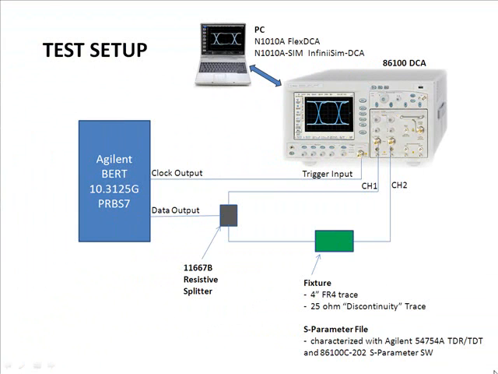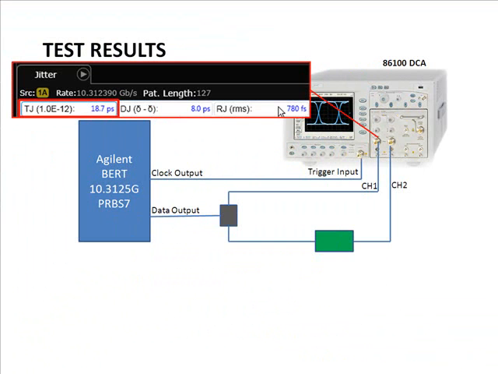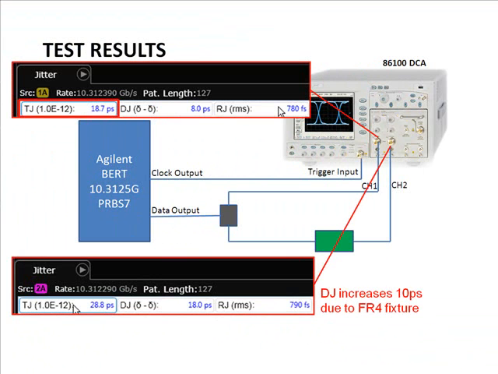So I've effectively removed that fixture, that FR4 fixture, by using the de-embedding capability, or the deconvolution in this case, of InfiniSim DCA. So let's summarize what we've seen in this short demo. The total jitter on the 10 gig signal was estimated to be about 18.5 picoseconds. The same signal was passed through an FR4 fixture. As expected, the fixture increased the DJ significantly. The resultant TJ increased by about 10 picoseconds to around 28.5 picoseconds.